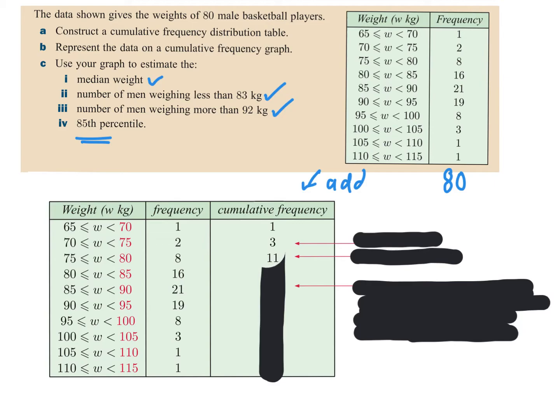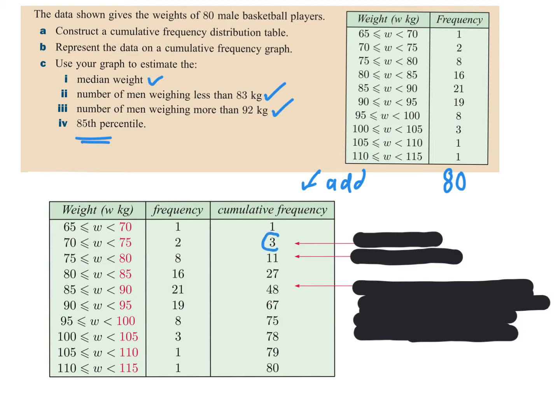So 3 plus 8, we get 11. 11 plus 16 is 27. 27 plus 21 is 48. 48 plus 19 is 67, plus 8 is 75, plus 3 is 78, then 79, and 80. Yes, we do have 80 male basketball players here. This is the meaning of the cumulative frequency distribution table. Now let's look at what the cumulative frequency value means here.